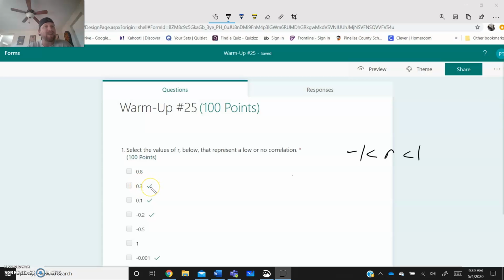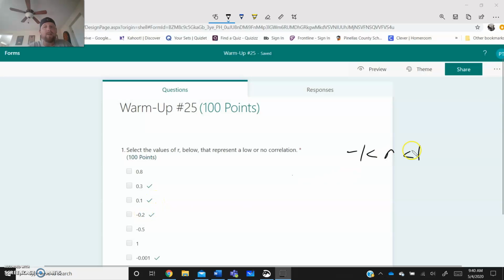0.3, we're going to put a check next to that because it's close to 0.5, which would be in the middle. But because it's under that, I would say this is a low correlation. So 0.3 is low because it is closer to 0 in this case. 0.1, same type of thing. That's going to be super close to 0, so we're going to mark that because that will be a low correlation.